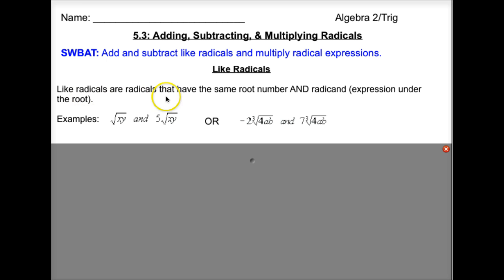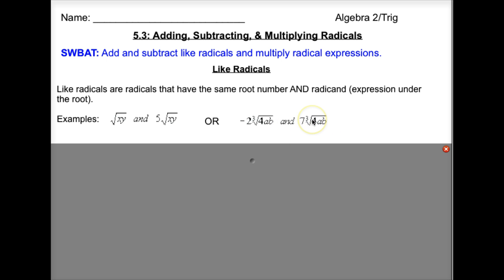Like radicals are radicals that have the same root number, whether it's a square root, cube root, fourth root, whatever the root number is, and the same radicand, which is the expression under the root. So an example is the square root of xy and 5 square root of xy. Those are like radicals. Or negative 2 cube root of 4ab and 7 cube root of 4ab.